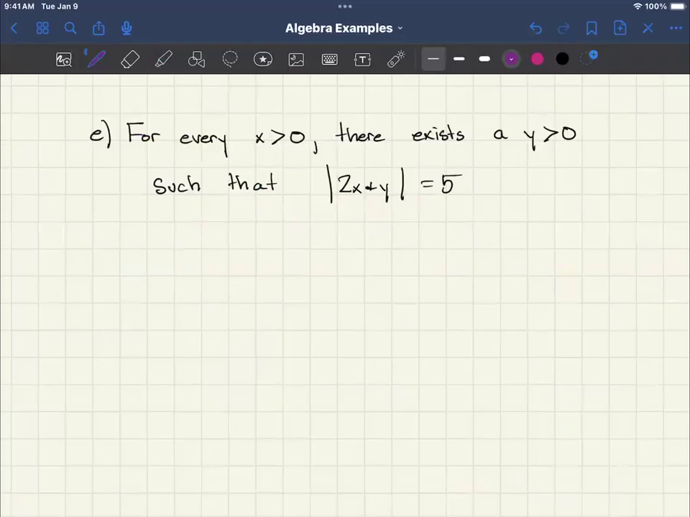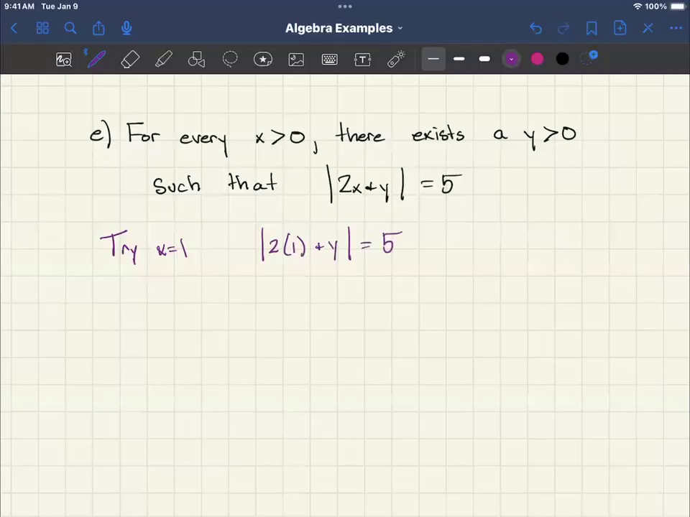For every x bigger than 0, there exists a y bigger than 0 such that the absolute value of 2x plus y is equal to 5. That's a lot. All right, let's try. The first thing that I like to do is try an example to see what's going on. So let's try x is equal to 1, because this says for every x bigger than 0, we should be able to put in something for a y that's positive that allows this statement to be true. So let's see if we can do that.